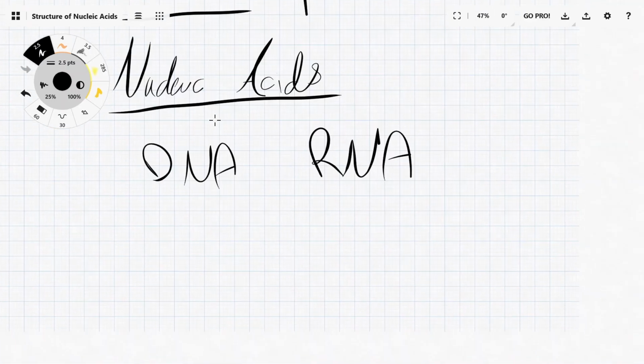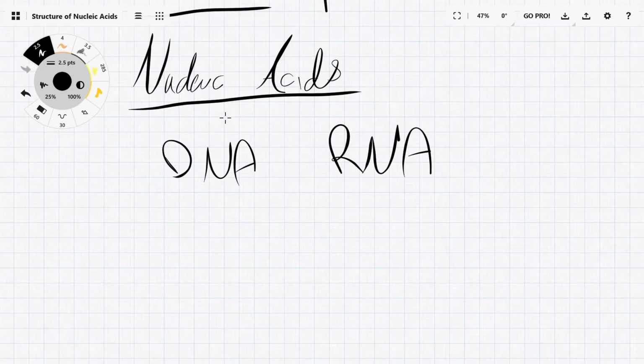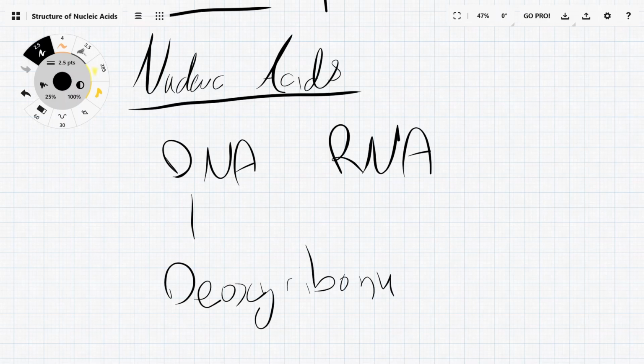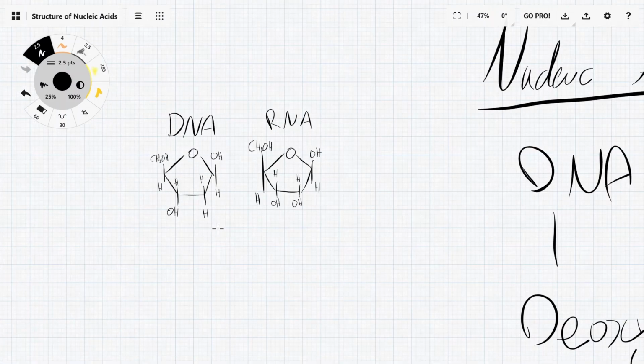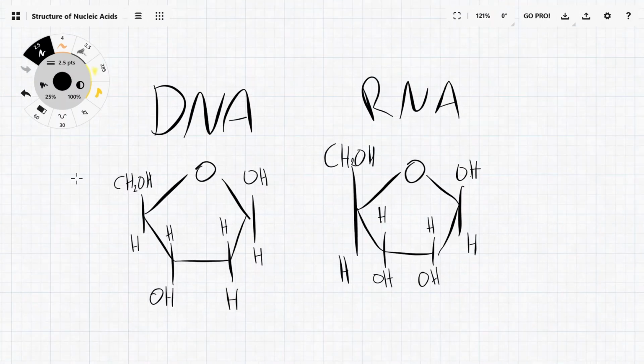And so what's the difference between these two? DNA is short for deoxyribonucleic acid. And RNA is short for just ribonucleic acid. So, what does this mean? Well, if we come over here, we can see the structure of the sugar that is present in both DNA and RNA. And so, in DNA, there is a deoxyribose sugar, while in RNA, there's just a ribose sugar.